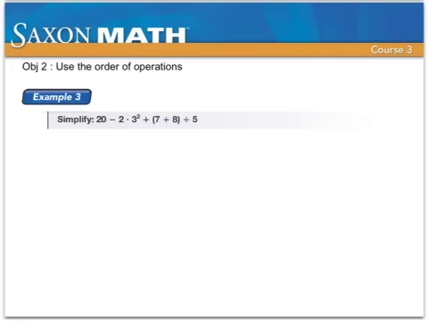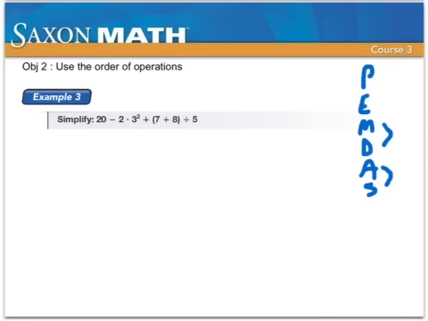Okay, objective 2 is to use the order of operations. So now we're going to use the order of operations we just learned to solve some problems, to simplify problems, or to find an answer. So first thing I want to do is write down PEMDAS over here again so we remember. Please excuse my dear Aunt Sally.